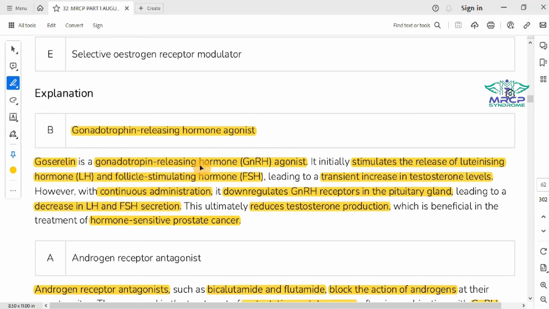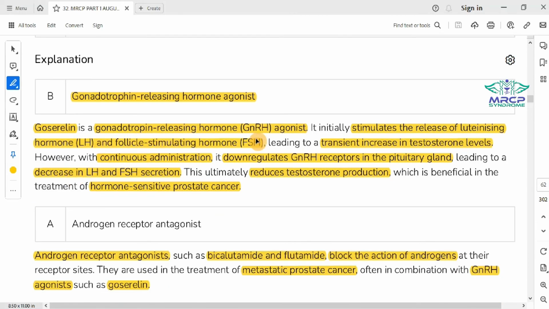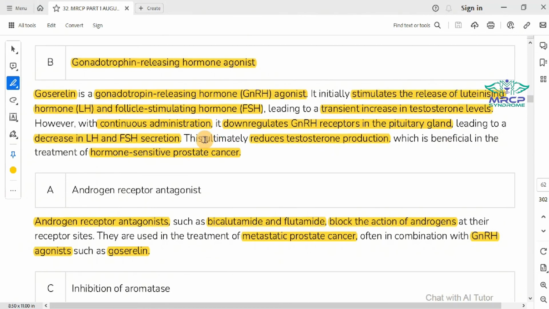Goserelin is a gonadotropin releasing hormone agonist. It initially stimulates the release of luteinizing hormone, LH, and FSH, leading to a transient increase in the testosterone level. However, with continuous administration, it downregulates the gonadotropin releasing hormone receptor in the pituitary gland, leading to a decrease in LH and FSH secretion. This ultimately reduces testosterone production, which is beneficial in the treatment of hormone-sensitive prostate cancer.